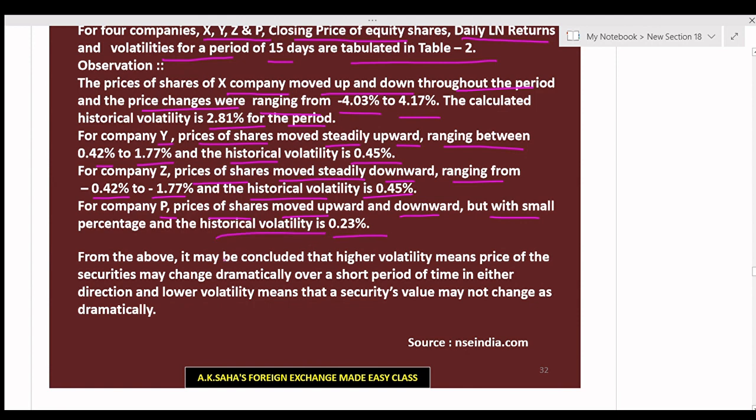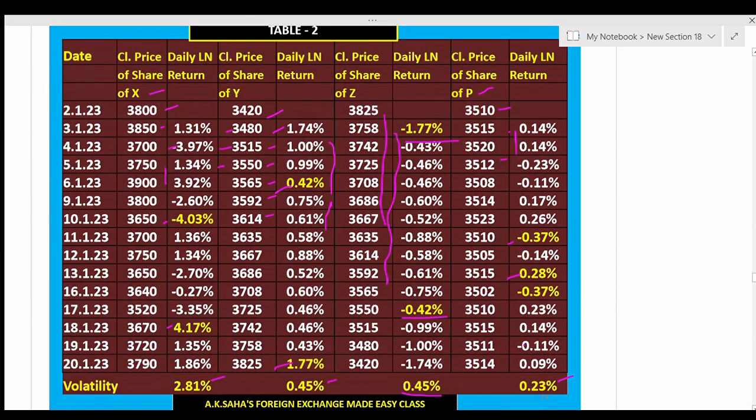From the above, it may be concluded that higher volatility means price of the securities may change dramatically over a short period or long period of time in either direction, and lower volatility means that securities value may not change dramatically. And the source is nseindia.com, and this is done on Excel sheet. You can apply it.